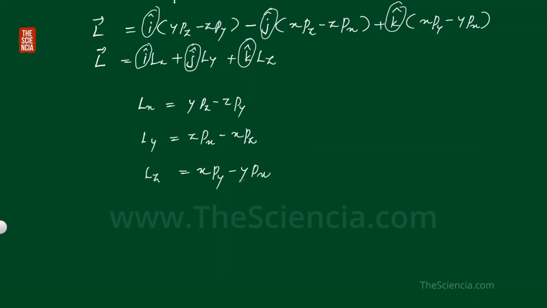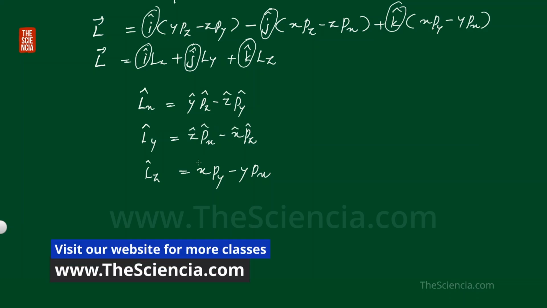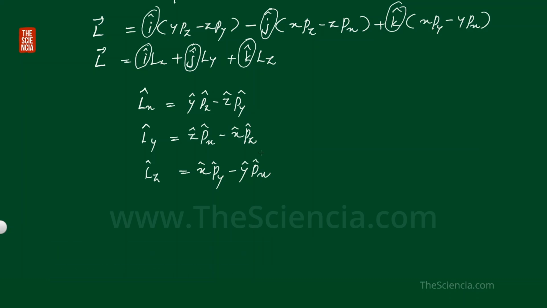And when they are in quantum mechanics, they will get a hat, so they will become operators. Everything is an operator in quantum mechanics. So these are the corresponding quantum mechanical angular momentum operators.